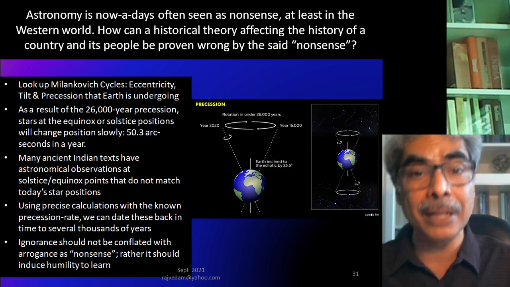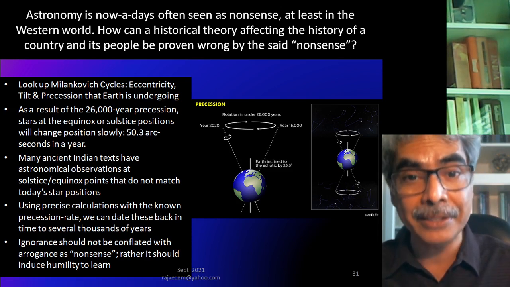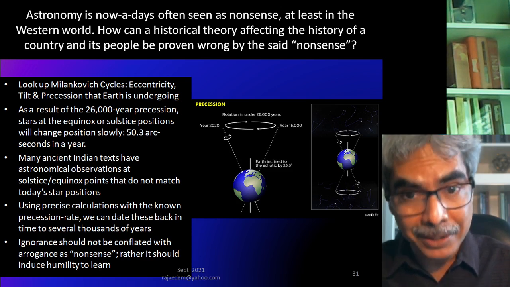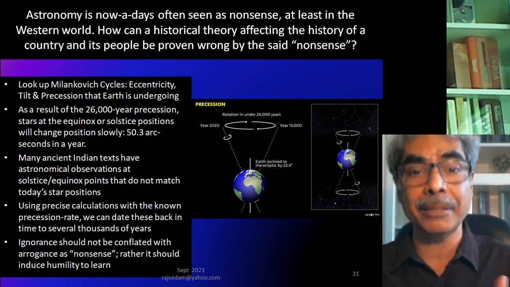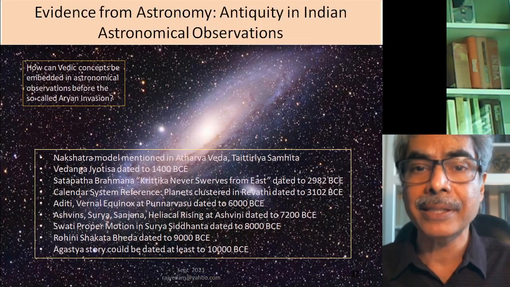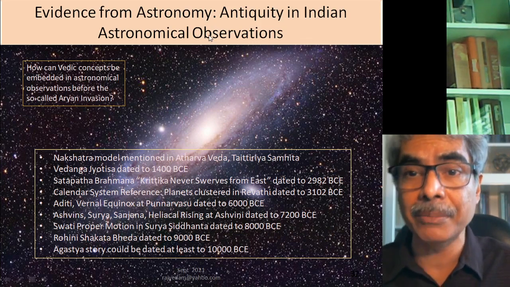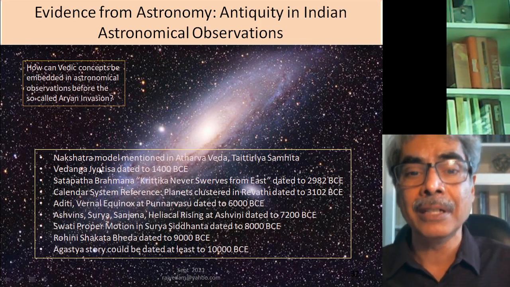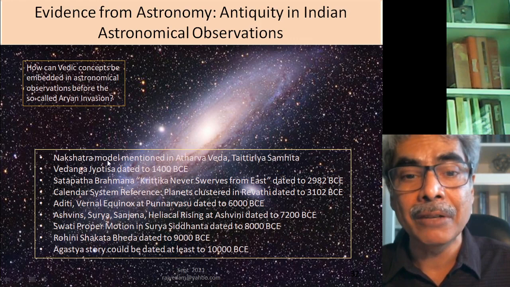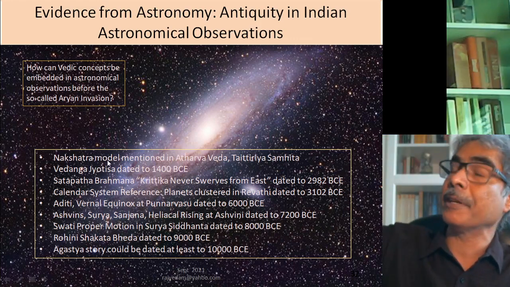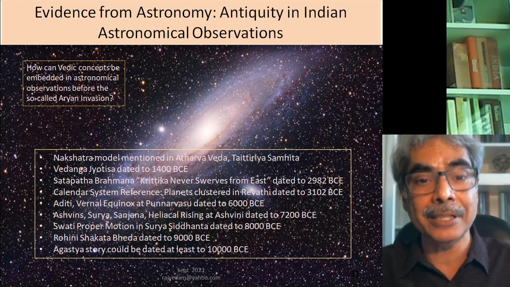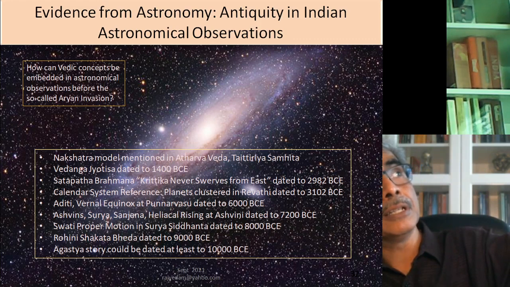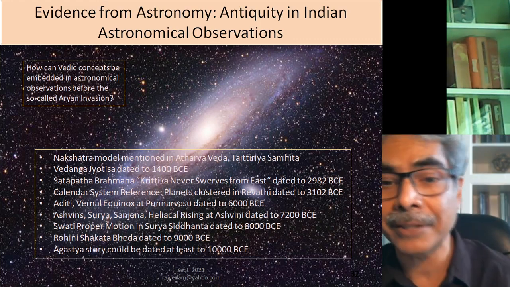So please do look up Milankovitch Cycles, how it affects the ice ages on Earth and so on. Also look up the precession cycle and see how Indian astronomical measurements can be dated using precision. So having said that, there is a lot of evidence from astronomy because concepts are in our ancient texts. For example, we have something called the nakshatra model, which refers to a division of the ecliptic into 27 segments of 13 and 1/3 degrees each. Ancient Indians had known that in a 24-hour period, the moon traverses 13.3 degrees in the sky.